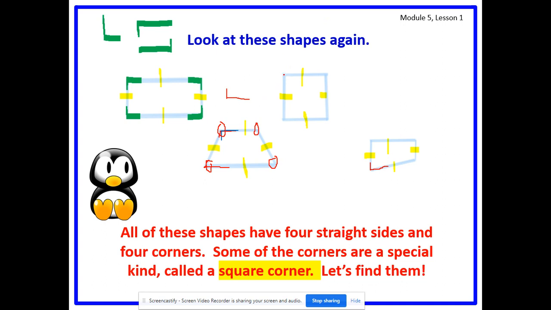How about this shape? Let's look at this one. Is this an L? Yes. Let's do this side. Is this an L? Yes. Very good. How about here? Yes. And how about here? Yes. So this shape also has 4 special corners because they make an L.